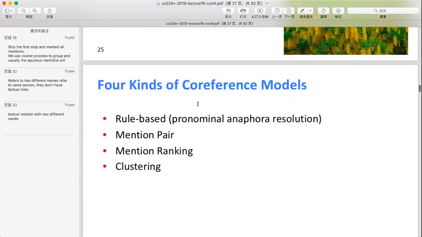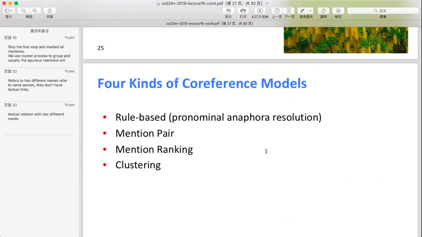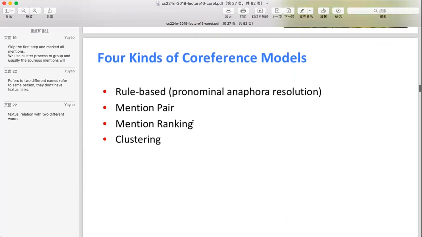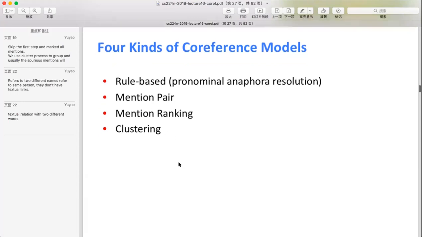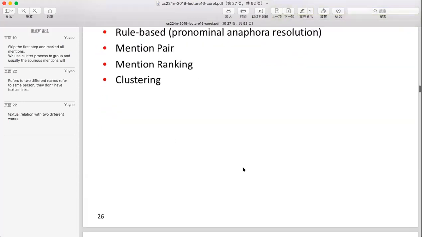So let's move to another part, building our coreference models. There are four types, and I will explain the basic ones: the rule-based resolution models, which are hand-written, the very original one. And then we have mention pair, mention ranking, and mention clustering. So it's four models, and I will explain the first two.